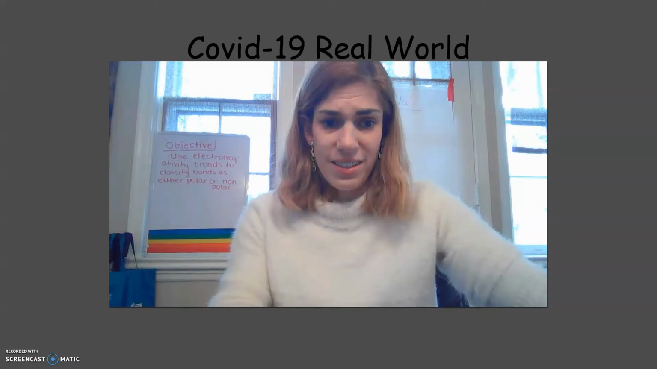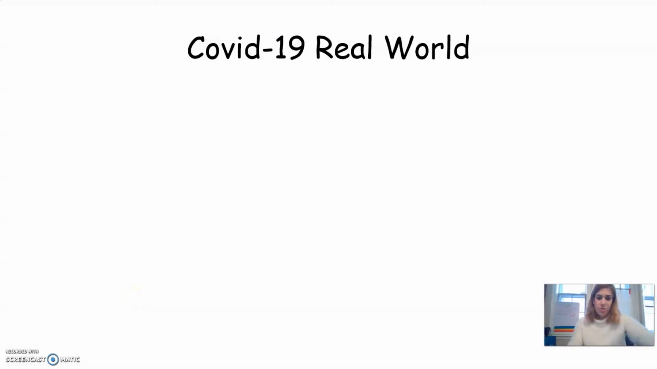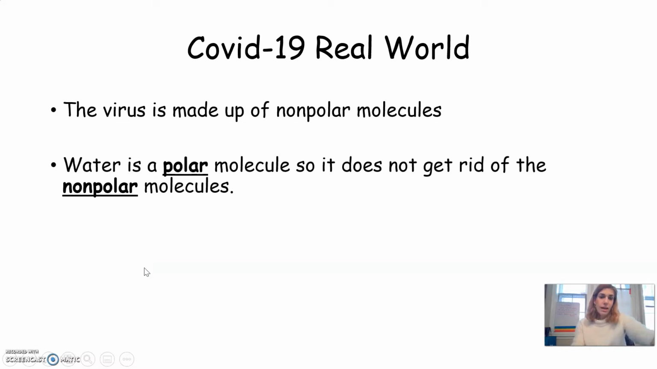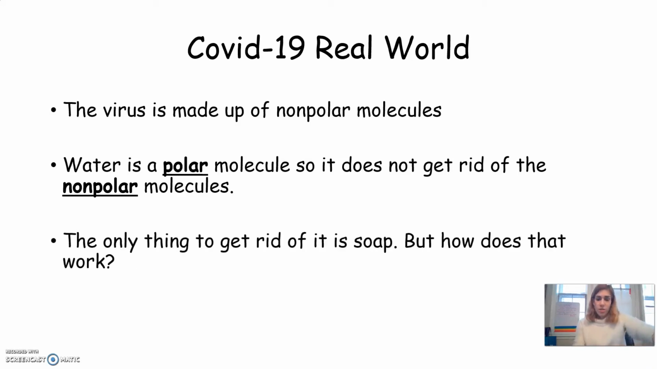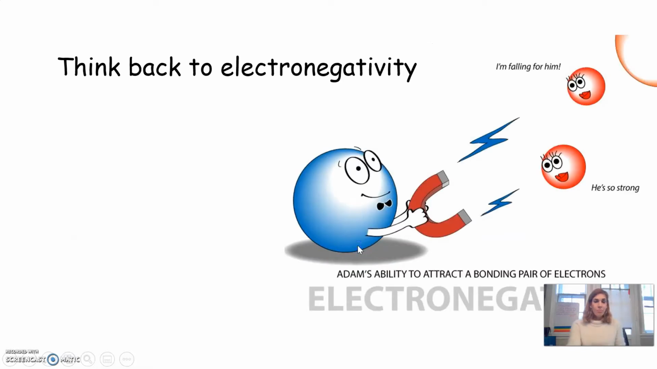So why is that? So it turns out that water is made up of polar molecules. And the virus, which is actually the case, is made up of nonpolar molecules. So the only way to actually get rid of this is soap. But how does that work? So hold on to this thought throughout the lesson, and at the end we're going to come back to it. So the big question is, what makes a polar molecule, well, polar?